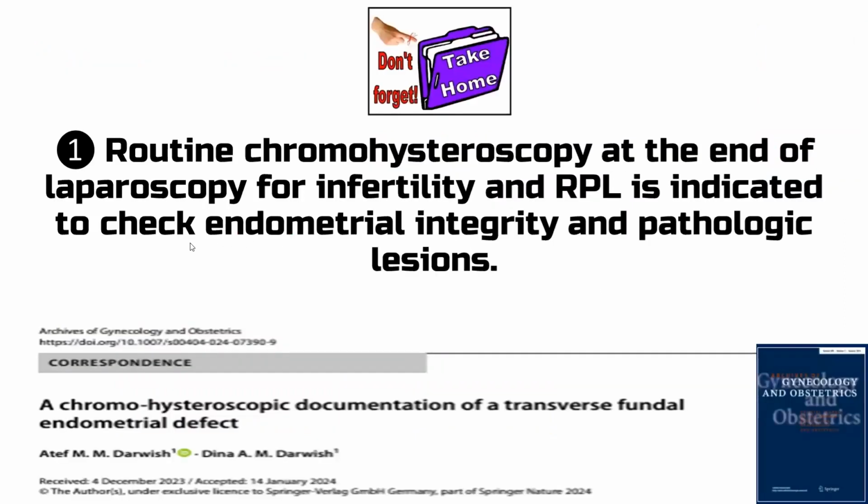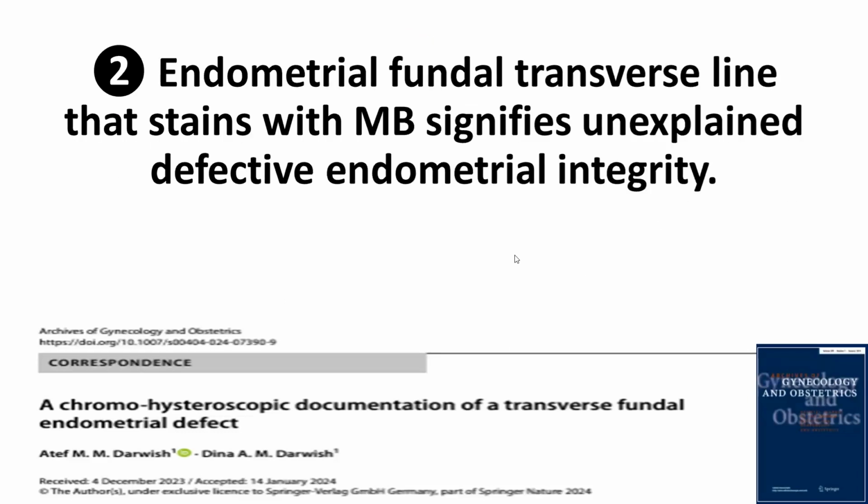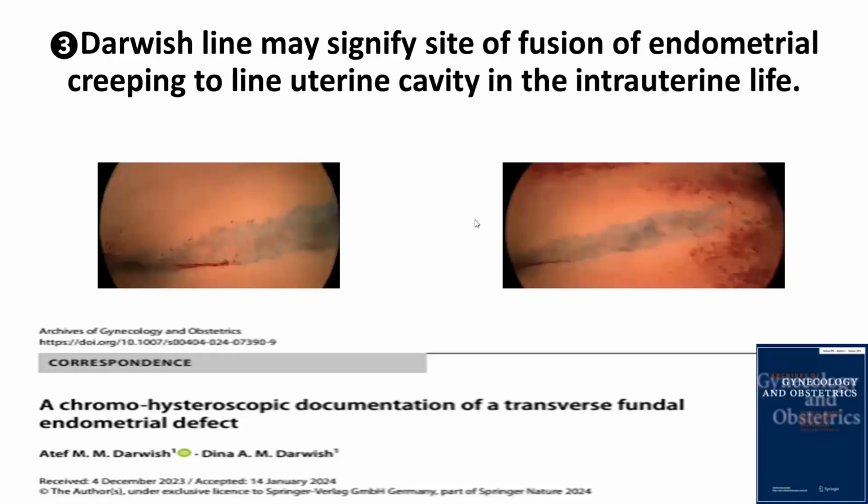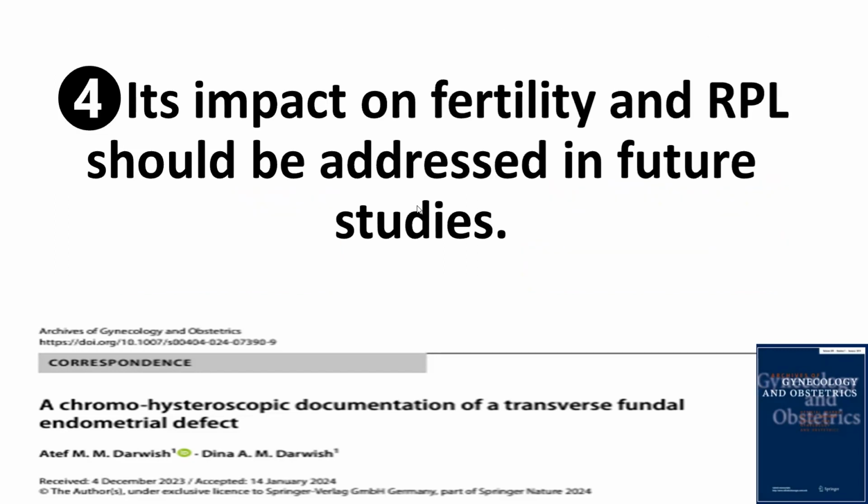In conclusion, I would say that routine chromohysteroscopy at the end of laparoscopy for infertility and recurrent pregnancy loss is indicated to check endometrial integrity and pathologic lesions. The endometrial fundal transverse line that stains with methylene blue signifies unexplained defective endometrial integrity. The Darwish line may signify the site of fusion of the endometrial lining to line the endometrial cavity in the intrauterine life. This is an important observation. And lastly, its impact on fertility and recurrent pregnancy loss should be addressed in future studies.